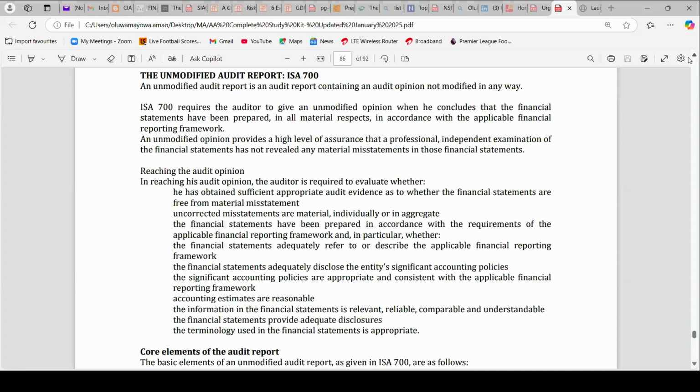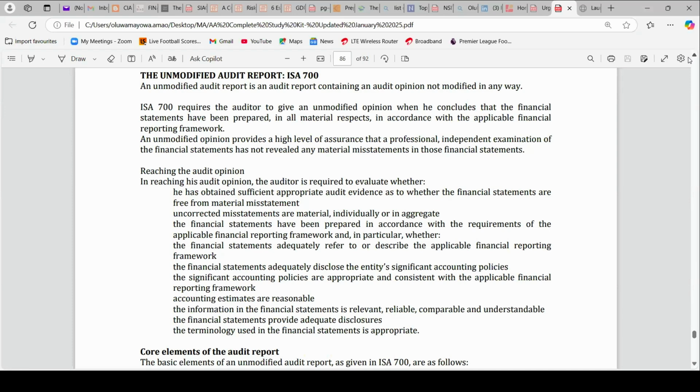Then we looked at the overall review of the financial statements. We said there are two major ways that the auditor reviews the financial statements. There is the general review, looking at the financial statements, the figures on it, whether they make sense, using analytical procedures and comparison. Then there is the specific review on what accounting policies have been used, the estimates and all of that. Then we said there is the audit report, and the standards that guide the audit report, which is what we want to look at, are ISA 700 and ISA 701. ISA 700 is on the unmodified audit report.